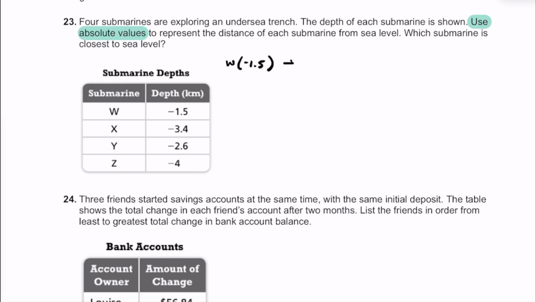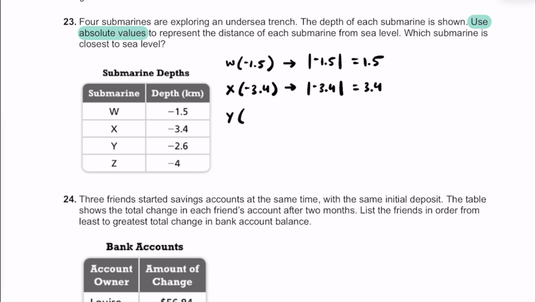Now it says use absolute value. So the absolute value of this negative 1.5, because we're seeing how far away it is from sea level, the absolute value of that is going to be 1.5. So while it is underwater, it's 1.5 kilometers away from sea level. Now what about the second submarine? We have submarine X, that's going to be located at negative 3.4. Now how do we show how far that is from sea level? Well, it's going to be the absolute value of this negative 3.4. The absolute value of negative 3.4 is going to be positive 3.4. So it's 3.4 kilometers away from sea level.